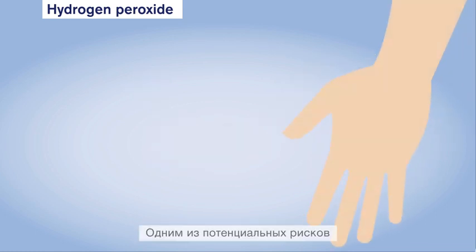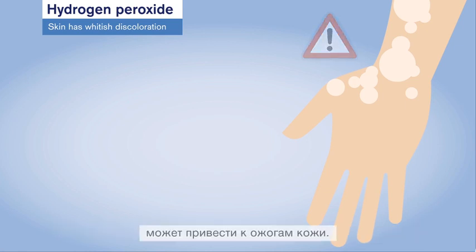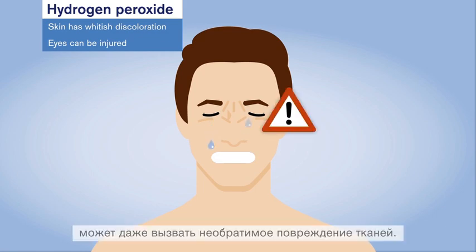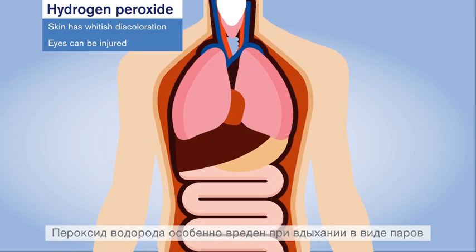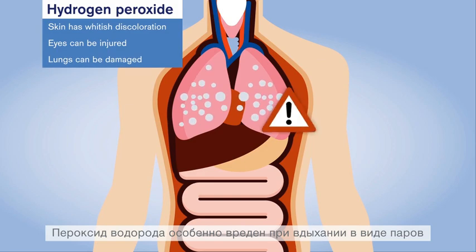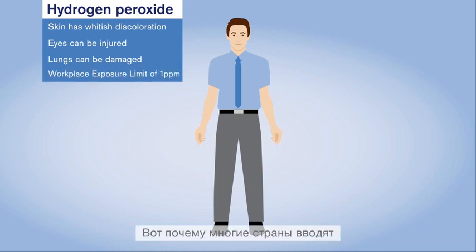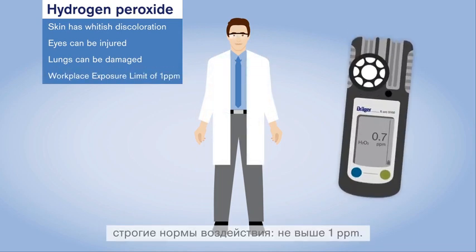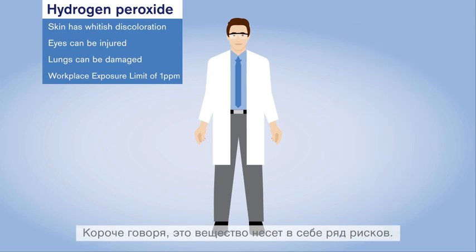One potential risk is that contact with increased concentration levels of H₂O₂ can lead to skin burns. Contact with eyes and mucous membranes can even lead to permanent tissue damage. And hydrogen peroxide is particularly harmful when inhaled as a vapor and leads to long-term damage to the respiratory organs. That's why many countries impose a strict occupational exposure limit of 1 ppm. In short, this substance carries a number of risks.